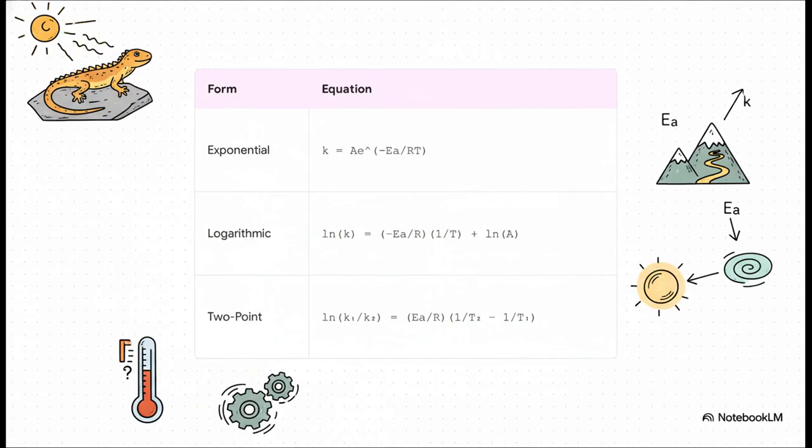Super useful. And finally, we have the famous Arrhenius equation, shown here in its three most common outfits. This equation is brilliant. It perfectly connects the rate constant K, the activation energy EA, and the temperature T. This is the math that explains how temperature changes the speed of a reaction, just like with our sunbathing lizard.